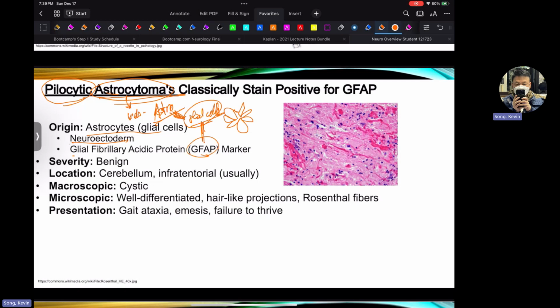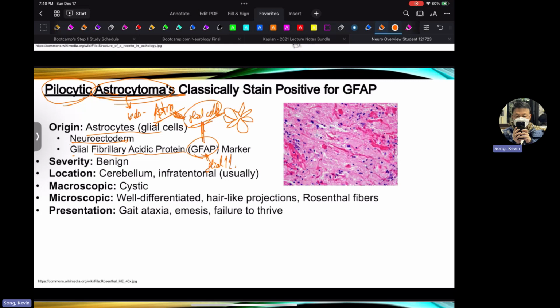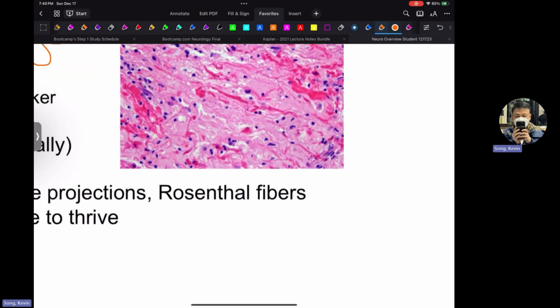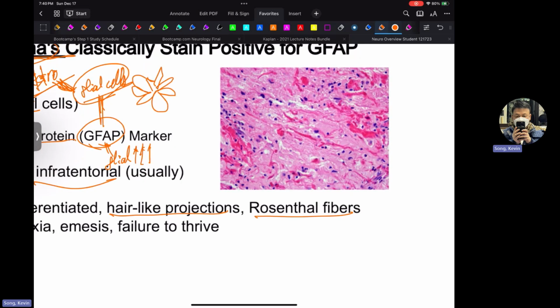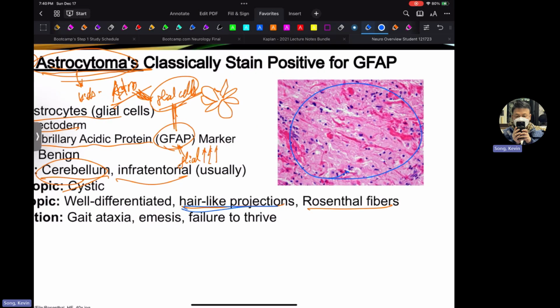Also whenever there's a glial cell, GFAP, glial fibrillary acidic protein. GFAP means astrocyte. I mean, GFAP means glial cell tumor. Glial cells are high. Okay, so it's also infratentorial, so cerebellum, and I don't really see the Rosenthal fiber, hair-like projection. I have no idea where I can find this in the picture. It doesn't look like a hair-like projection to me.